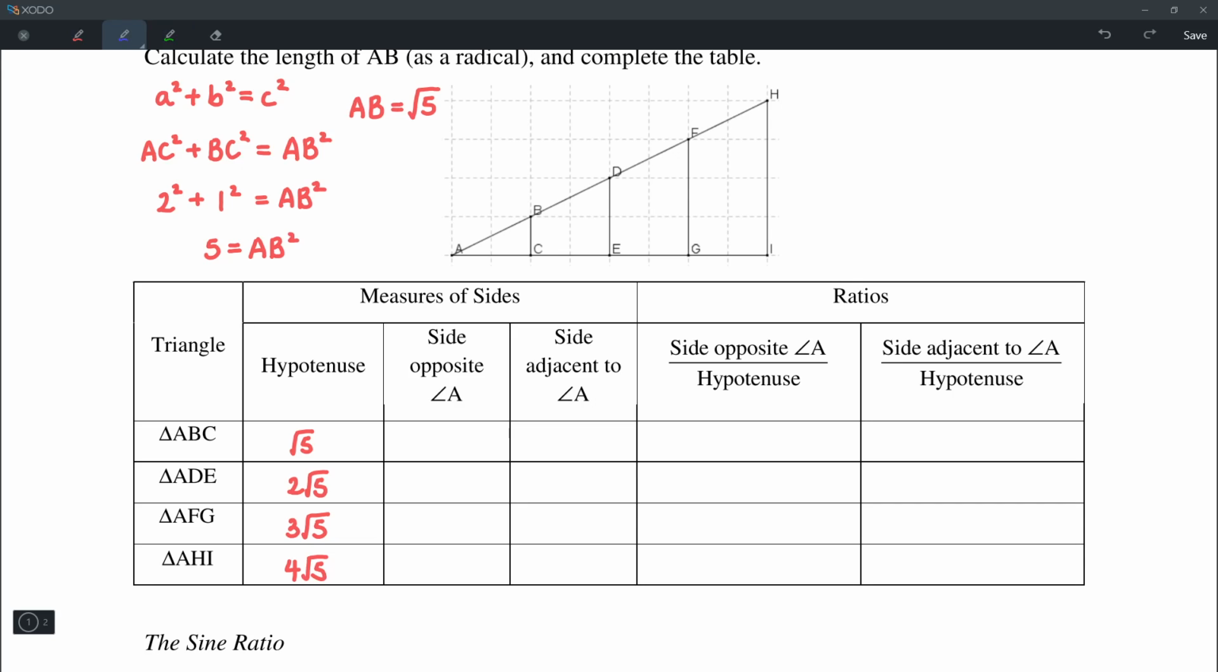The side opposite the angle A, so BC has length 1, DE has length 2, FG has length 3, and HI has length 4. So 1, 2, 3, and 4. And the adjacent side has length 2, 4, 6, and 8, respectively.